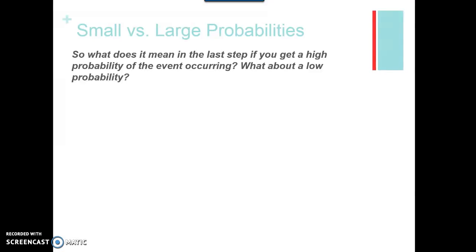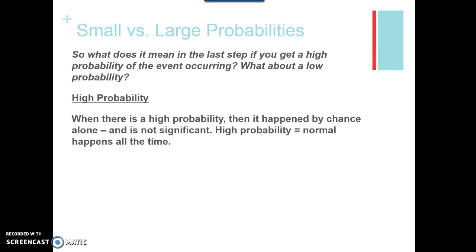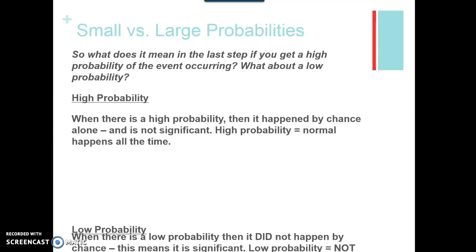Okay, so what does it mean in the last step if you get a high probability of the event occurring? What's the difference between that and a low probability? So with a high probability, this is going to become important later on. There's a high probability that between 33 and 37% of students live within 50 miles of home. That's saying that's pretty often. So when there's a high probability, then it happened by chance alone. It's not significant. It's basically saying a lot of people live close to home. It's very normal and it happens all the time.